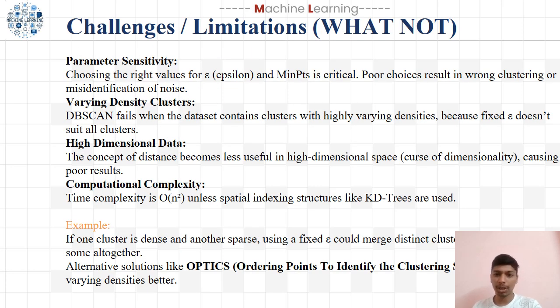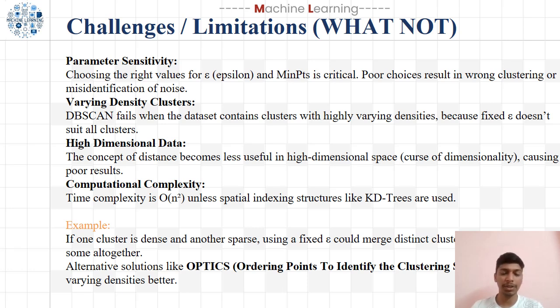So another topic is challenges. First, parameter sensitivity: choosing the right values for epsilon and minPts is critical. A poor choice results in wrong clusters or misdefinition of noise. Second, varying density clusters: DBSCAN fails when the dataset contains clusters with highly varying density, because a fixed epsilon does not suit all clusters.